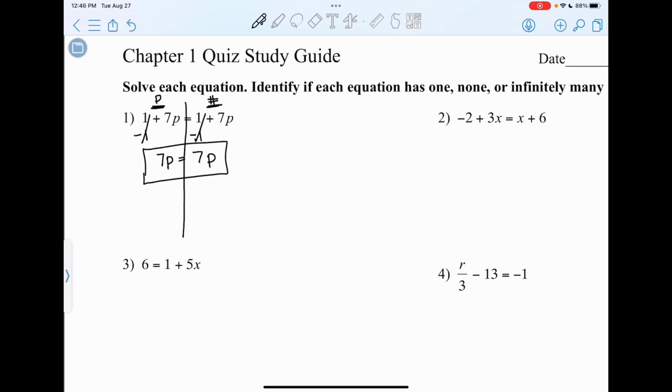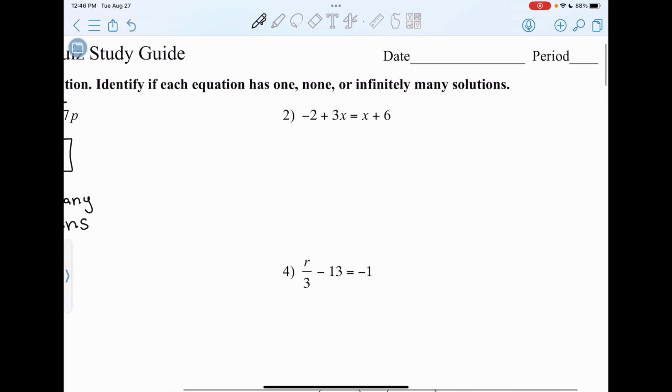Remember, if we ever get the exact same thing on both sides of the equation, we can stop and say that there are going to be infinitely many solutions. Because this means that it does not matter what value I plug in for p, both sides of my equation are always going to be the same.